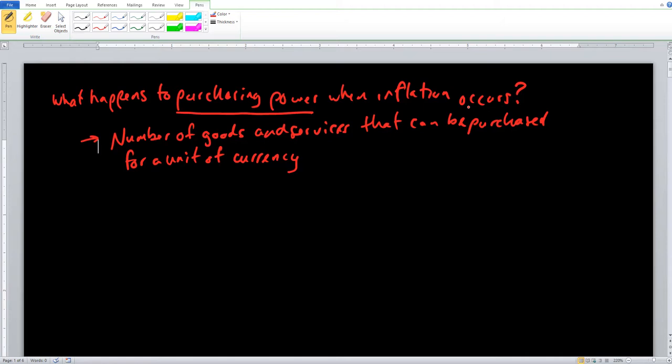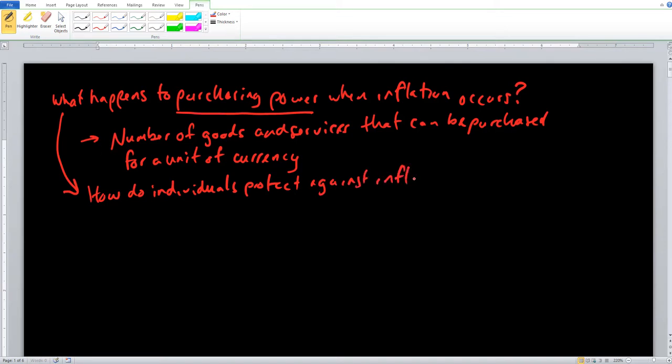So in order for us to protect against inflation, we have a number of things that we can actually do. What do you think are the two main ways we can protect ourselves against inflation? So here, another question that we can ask is, how do individuals protect against inflation? Another way to put this is, how do we maintain the same amount of purchasing power?